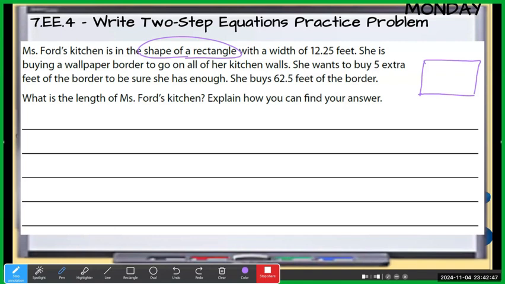Keep reading. With a width of 12.25. Which one is that? Across, or up and down? So on my picture, I put 12.25. I can put it on the other side if I want to, because it should be the same. Put a star on that one.